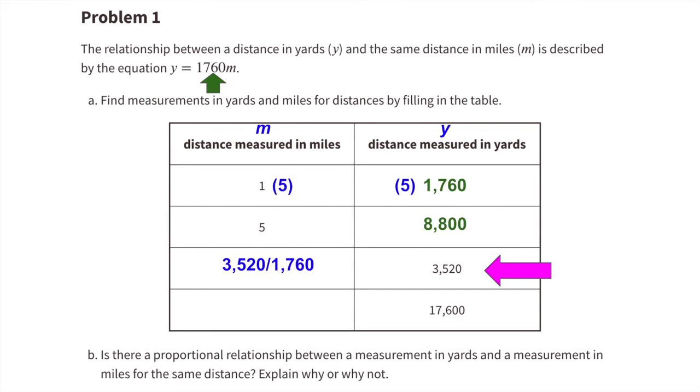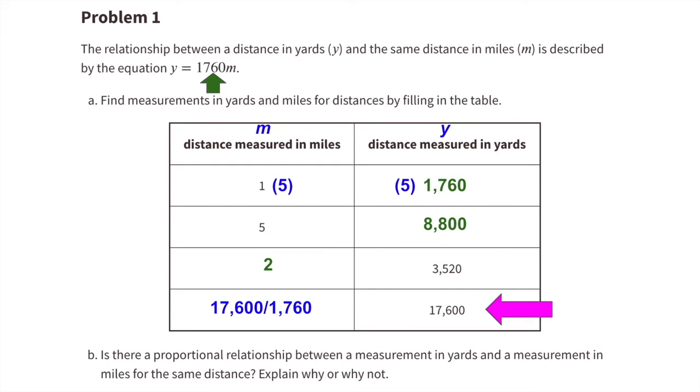3,520 yards divided by 1,760 equals 2. So every 3,520 yards, there's 2 miles. 17,600 yards divided by 1,760 yards equals 10. So for every 17,600 yards, there's 10 miles.